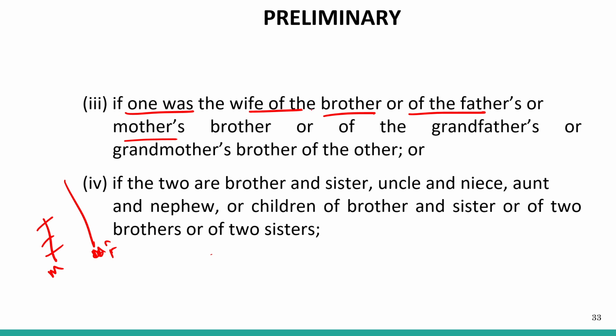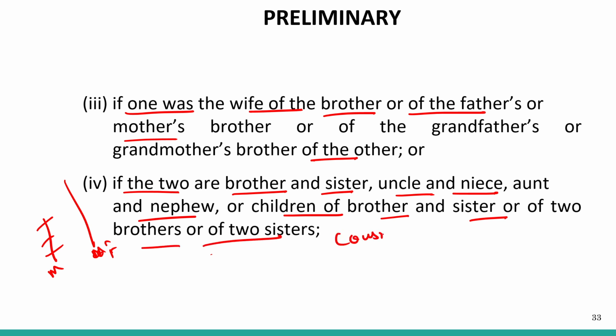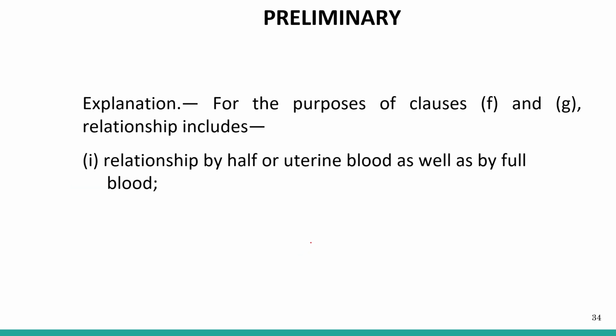If one was the wife of the brother or the father's or mother's brother or the grandfather's or grandmother's brother, or if the two are brother and sister, uncle and niece, aunt and nephew, children of brother and sister, or two brothers or cousins. So these are cousins. You cannot marry your cousins also. This is because they are within the prohibited degree of relationship.